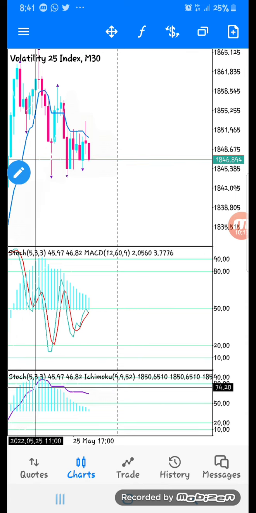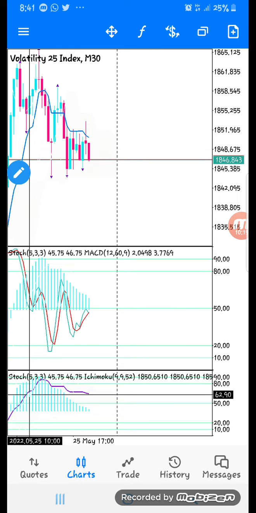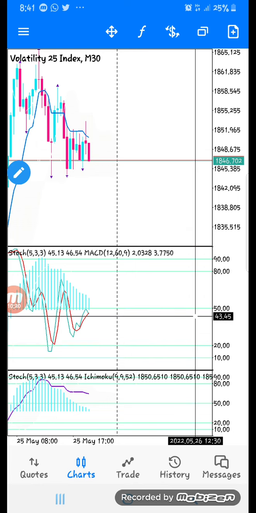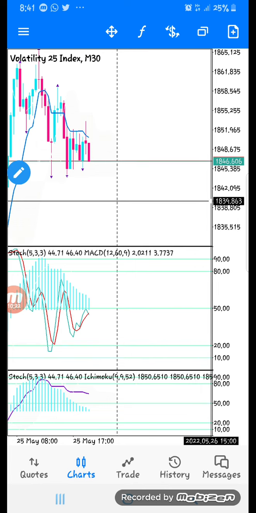Like here now, the stochastic, the candle did not break this Ichimoku, and then this curves here. It's a good place to place a buy. You'll still make your profit. Then secondly, the first criteria of entry we saw, I just explained it.